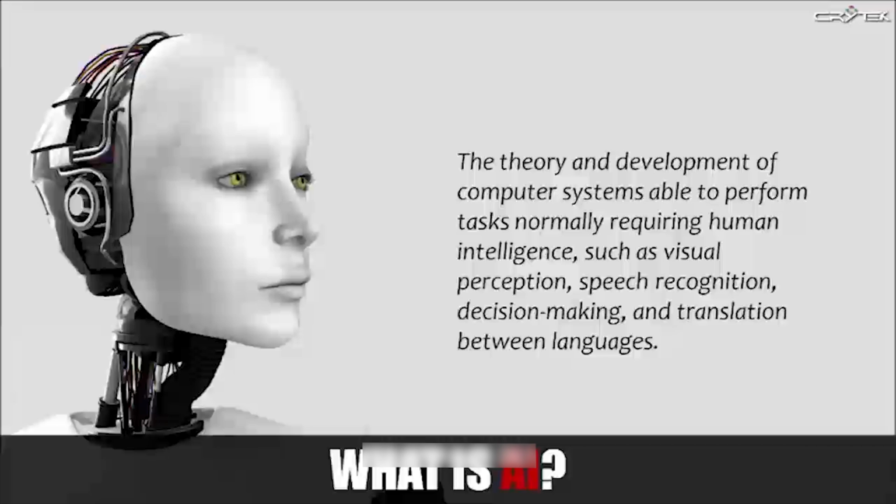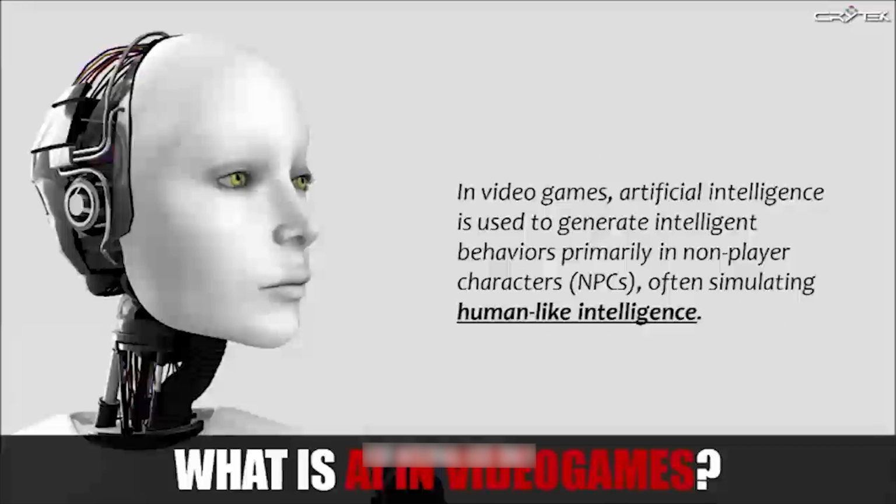What we usually do for games is a bit different. Artificial intelligence is everything used to generate intelligent behaviors, primarily in non-player characters, often simulating human-like intelligence. If we have a game, what we want is that the player perceives some intelligence. How we do it is less important than what we do. We want the final experience to be perceiving intelligence, thinking that something is smart.